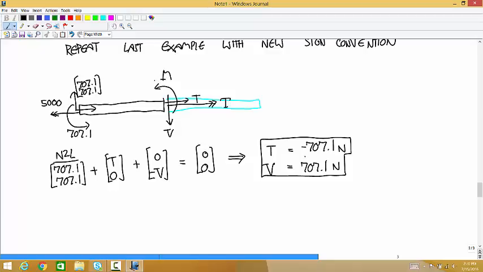What does it tell us that T is negative? Well, that's true too, but it tells us that the member's in compression. Okay. So this negative sign means it's compression. And now rotational Newton's second law about the z-axis. For these internal load calculations, we're just always going to put the about point at the left end point.